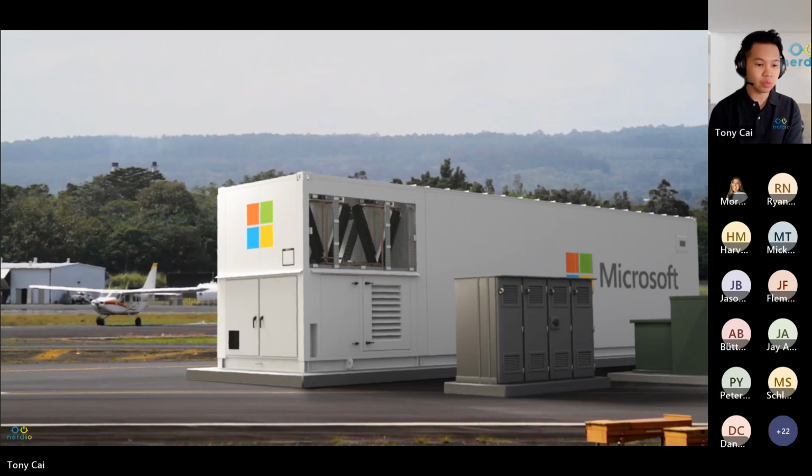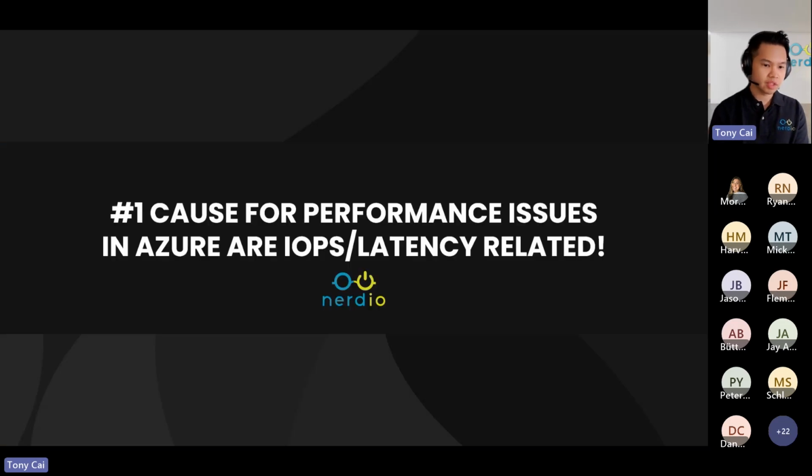So when Microsoft discovered that, they were able to roll out these modules, stack them on top of each other, and not use water or air cooling. They're just using passive air cooling through their containers, right? That's how they cool their data centers and their hardware. But the number one cause for performance issues in Azure has everything to do with IOPS and latency.